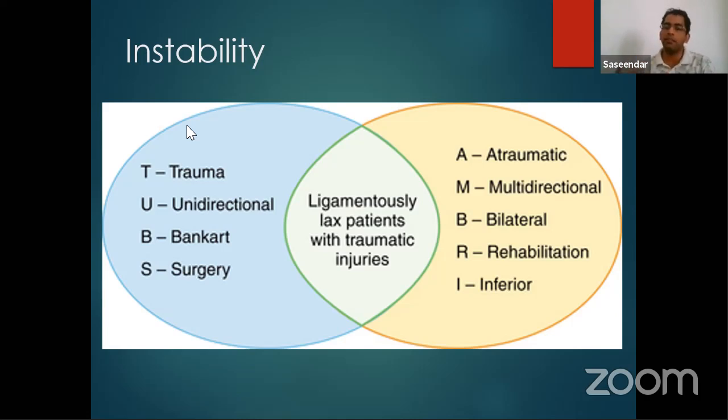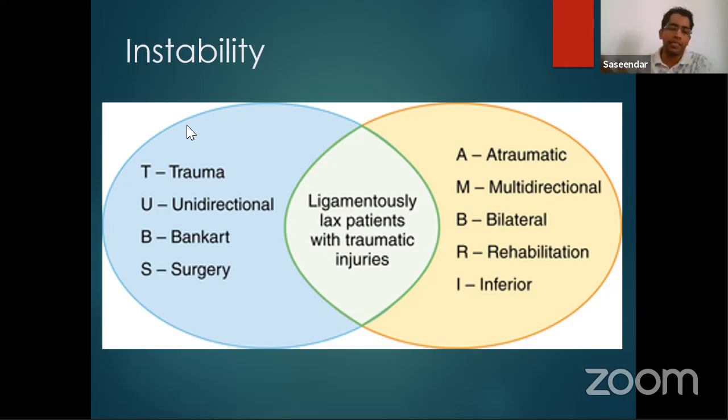So there is multidirectional instability, both anterior and posterior. Whether in history or in examination, you will be able to identify multidirectional instability. So this multidirectional instability, again, is more likely to be bilateral because it's something that is congenital, because of generalized ligament laxity or mild syndromic associations and all that.